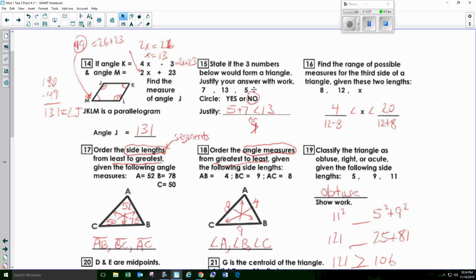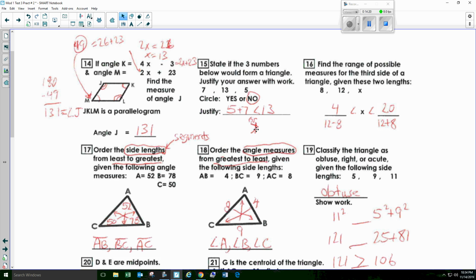Okay, state if these numbers will form a triangle. Remember the smallest two have to add to being greater than the third side, the longest side. Is 5 plus 7 greater than 13? No, it's less than 13. So the answer is no. You could have also written not greater than. That actually would have been better. So you're showing that it has to be greater than 13.